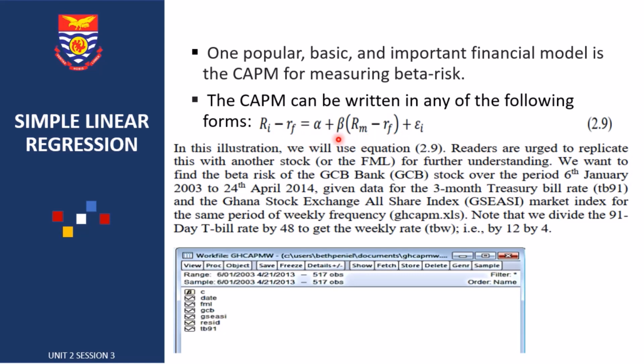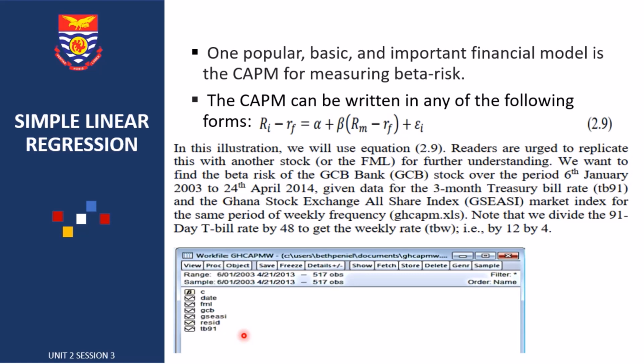So we could see that in this model, our focus is to capture the beta coefficient, that is, the risk element in the investment of a particular financial asset. In this illustration, we will use equation 2.9, but with another data set. We have already established that we are not going to do this manually. We are going to use the eViews application. Therefore, we are using another data set.